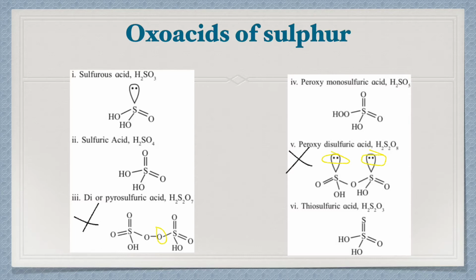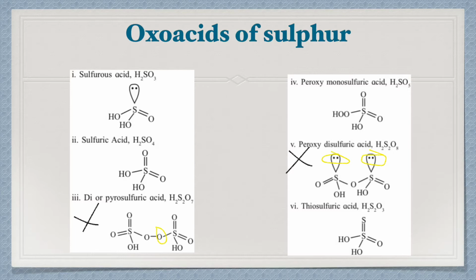Next one is the fourth one, peroxymonosulfuric acid. Now you know the formula of sulfuric acid. What is the formula of sulfuric acid? It is H2SO4. Now whenever it is peroxy, and now it is monosulfuric, that means only one sulfuric acid is there. So I have to derive peroxymonosulfuric acid from one sulfuric acid.